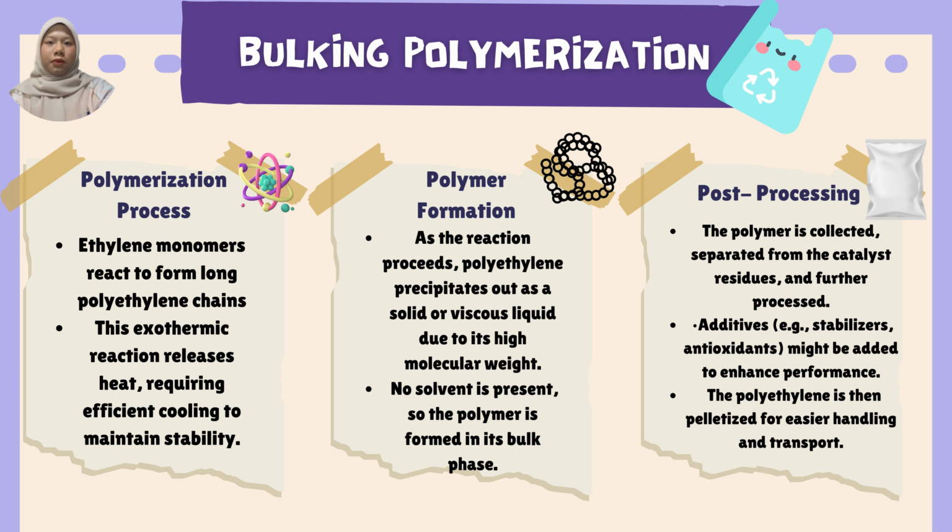Next is polymer formation. As the reaction proceeds, polyethylene precipitates out as a solid or viscous liquid due to its high molecular weight. No solvent is present, so the polymer is formed in its bulk phase. And lastly is post-processing. The polymer is collected, separated from the catalyst residue, and further processed. Additives such as stabilizers and antioxidants might be added to enhance the performance. The polyethylene is then pelletized for easier handling and transport.